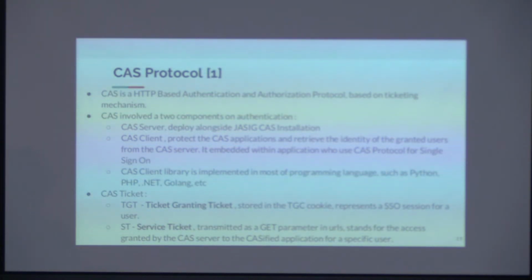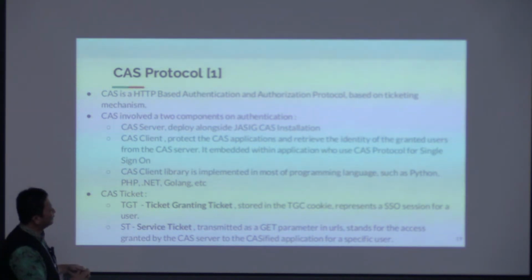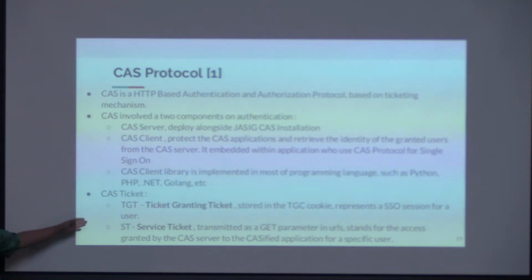Oh yeah, this is about the CAS protocol. CAS is an HTTP-based authentication and authorization protocol based on a ticketing mechanism. So when you use CAS to secure your login, it will generate some tickets. CAS involves two components. The first is the CAS server, which you deploy as the Jasig CAS installation. Yes, Jasig CAS is the CAS server. Then the CAS client, which you must include or embed within your application. There are a lot of CAS client implementations you can find on GitHub, in most programming languages: Python, PHP, .NET, Golang, and much more.